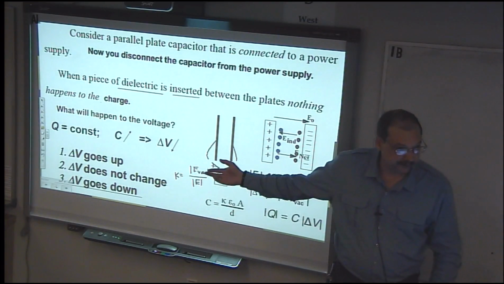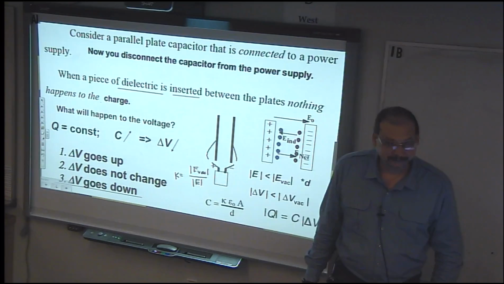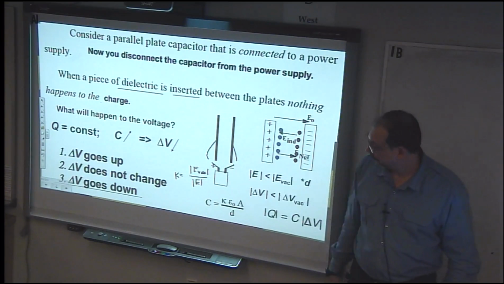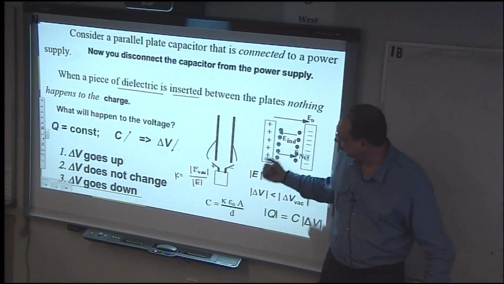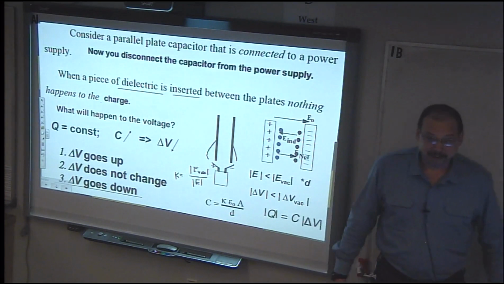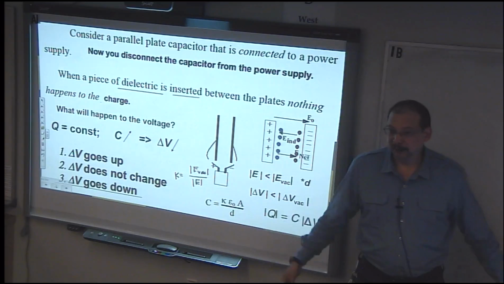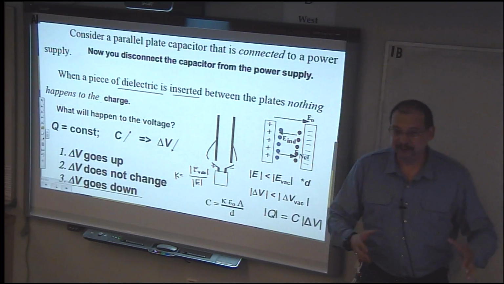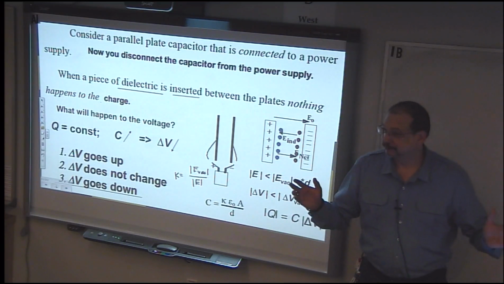Any questions? I think that's really cool. We can prove with simple reasoning that every dielectric should have a dielectric constant greater than 1. Bless you. If we insert a dielectric, we are always increasing the capacitance, always.